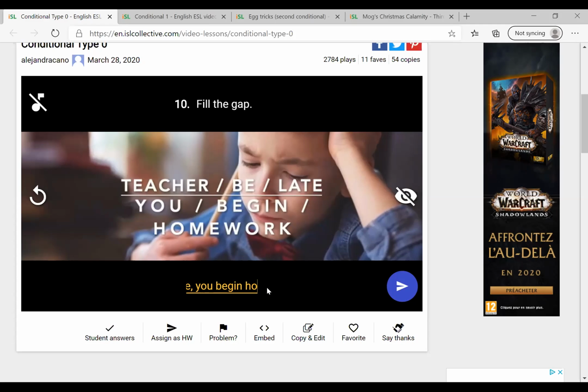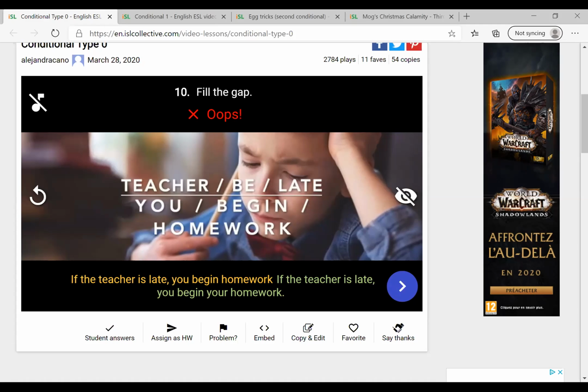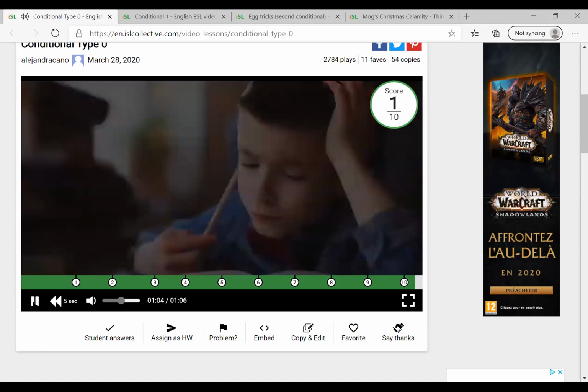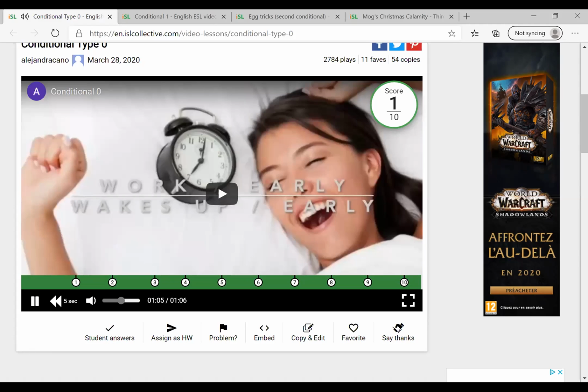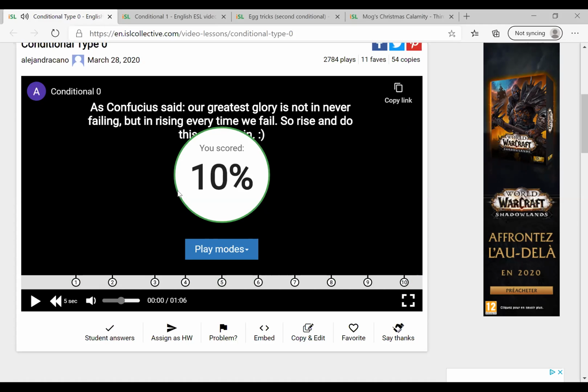You begin homework. Let's see. If the teacher is late, you begin. Okay, we write down your homework. So you begin your homework or you begin homework. So that is the correct answer. But anyway, you can use both of them. These are general truths. Okay, these are examples of these general truths. We did 10%. So you have to do it again, and this is the main topic.